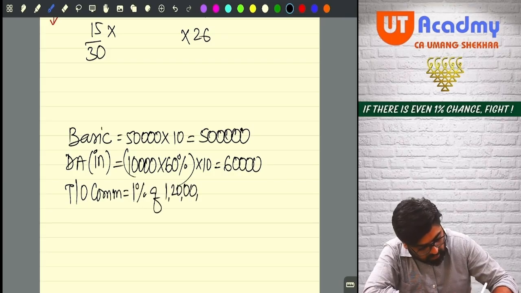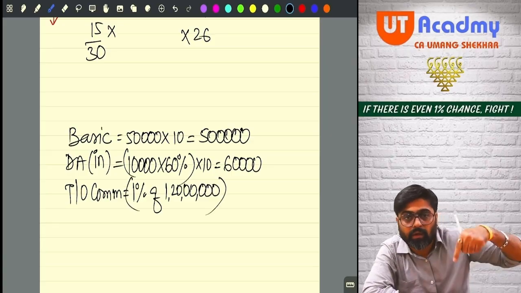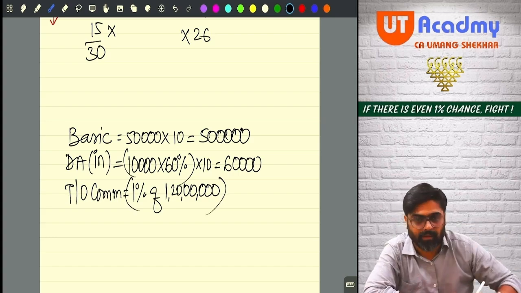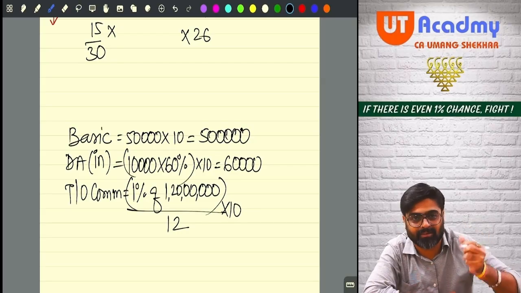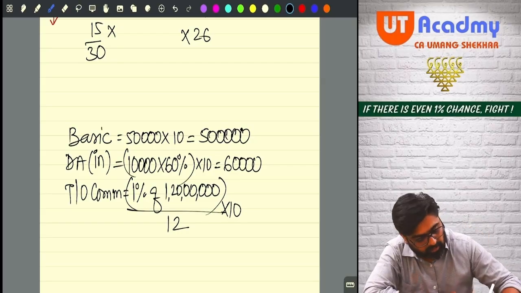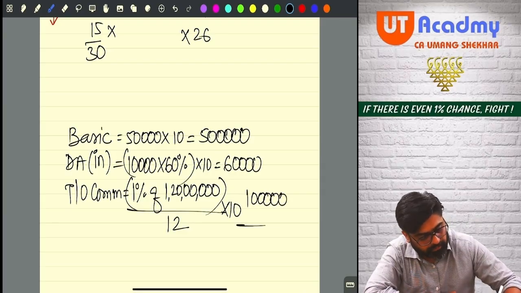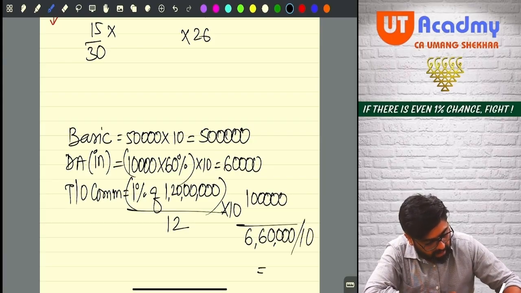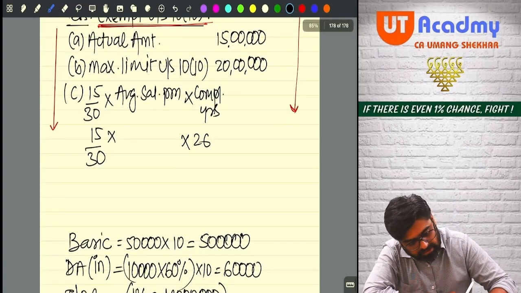Now tell me, this 1 crore 20 lakh is the turnover for the last 12 months. So whatever commission I will get, this will be for 12 months. So I will have to divide it by 12 and multiply by 10. Then only I will get 10 months commission. Getting my point? So this will be, if I am not wrong, 1 lakh rupees. So total will be 6,60,000. Now I will divide by 10. I will get 66,000 per month. This is my average salary. Everyone got this average salary? I will write 66,000 over here.